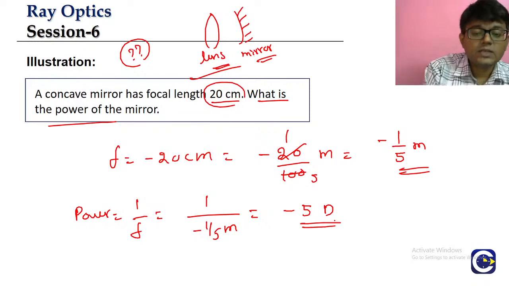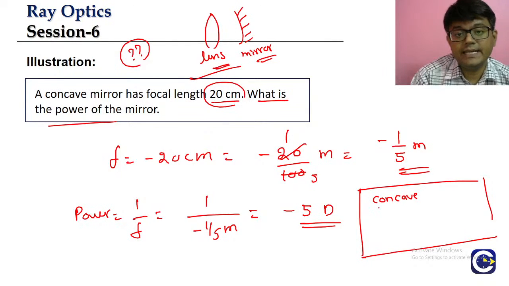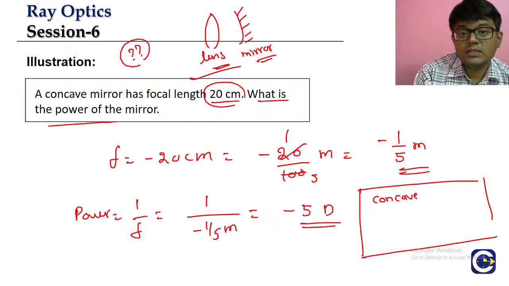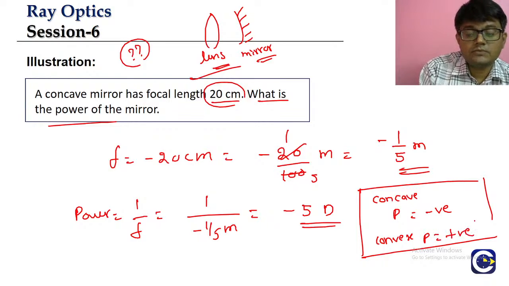Okay, guys. So here maybe one thing we can just mark. If you talk about the concave, as per the sign convention, the focal length is taken as negative, which means power will be negative for the concave. What about the convex? Focal length we are taking as per the sign convention, positive. So power also will be positive.